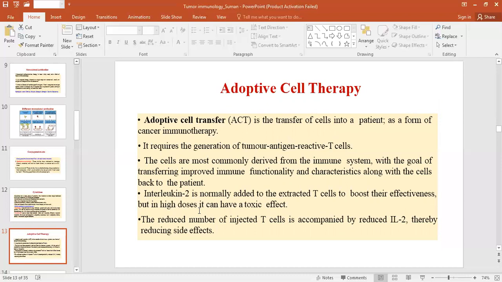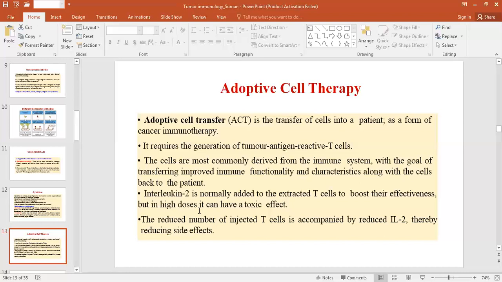Historically, the first type of adoptive cell transfer involved tumor infiltrating lymphocytes, TILs. So T cells infiltrating the tumor were collected from tumor tissues, expanded in the laboratory, activated by treatment with immune stimulating cytokines, and re-injected into the patient's bloodstream. Now the T cells along with the NK cells are the immune cells that are most frequently used in adoptive cell transfer.